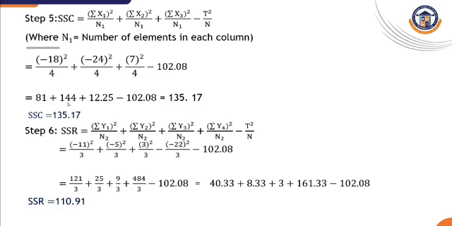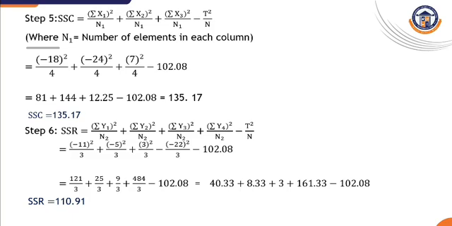So now we find step number 5, sum of squares between columns. The formula is summation of x1 on whole square divided by n1, plus summation of x2 on whole square divided by n1, plus summation of x3 on whole square divided by n1, minus the correction factor. Here n1 represents the number of elements in each column of the given problem.